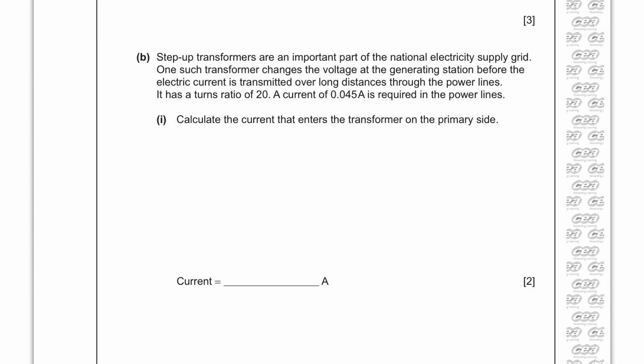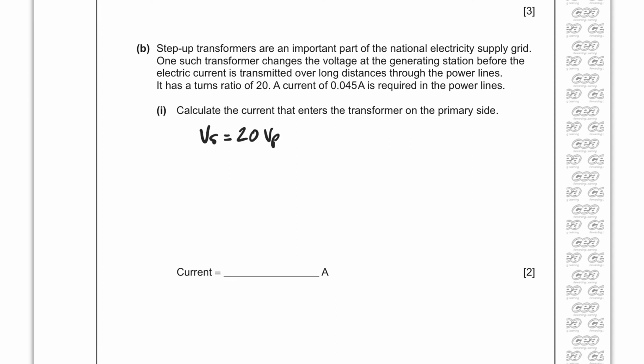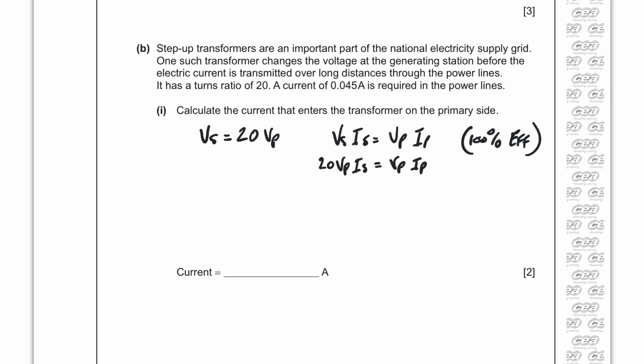So firstly, the secondary voltage will be 20 times the primary voltage. And if the transformer is 100% efficient, then Vs Is will equal Vp Ip, the power out equals the power in. And then subbing in the voltage relationship, Vs can be written as 20 Vp. And at that point the Vp's cancel. So 20 times 0.045 is going to come to 0.9 of an amp.